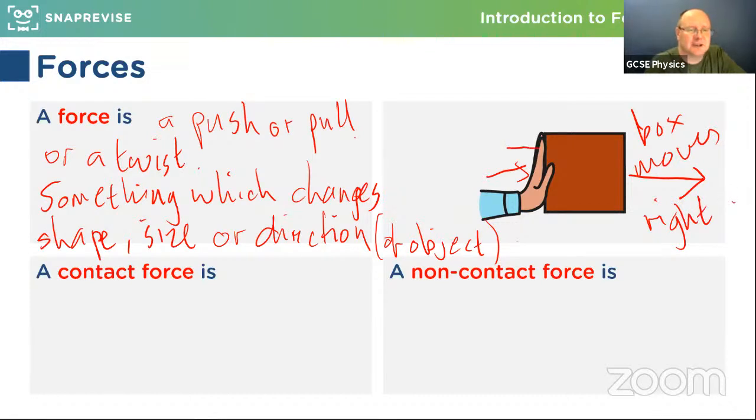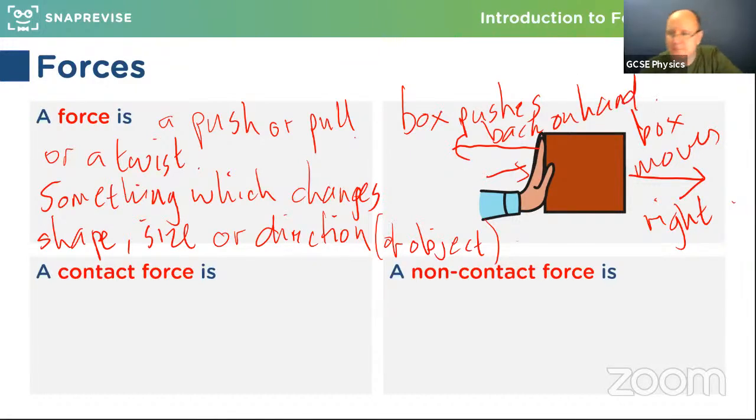And the box actually pushes back on the hand with exactly the same magnitude of force as the hand pushing on the box. Okay, good. Yeah, it will accelerate until forces are balanced again. So until opposing forces like friction and air resistance match the pushing force. Good. So let's look at now contact and non-contact forces.